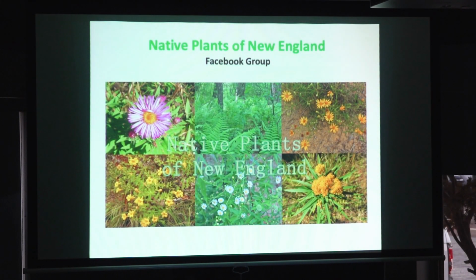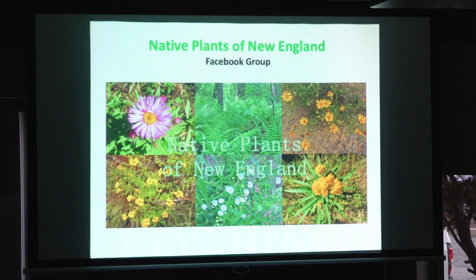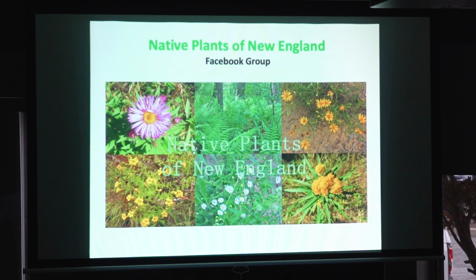This is a great Facebook group to belong to, Native Plants of New England. You can get answers to all of your questions there about what do I have growing here? Or what should I plant here? Or things like that.